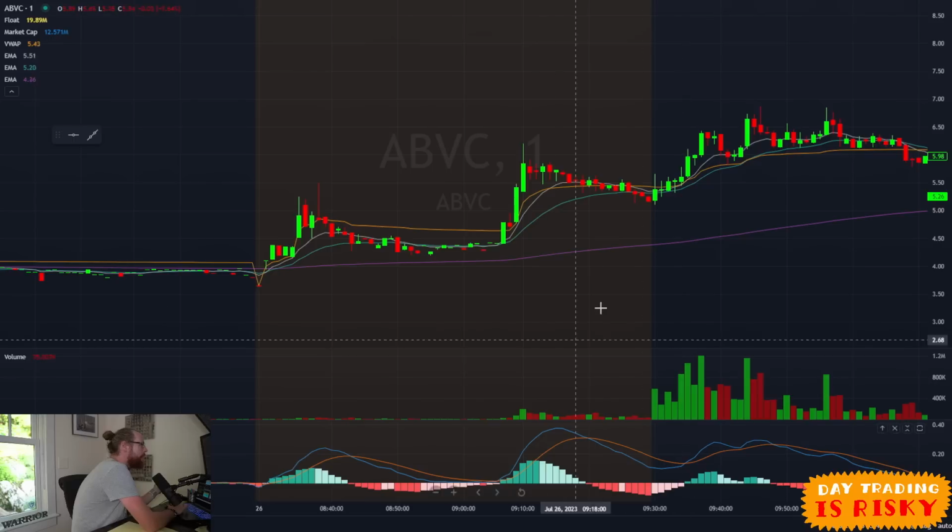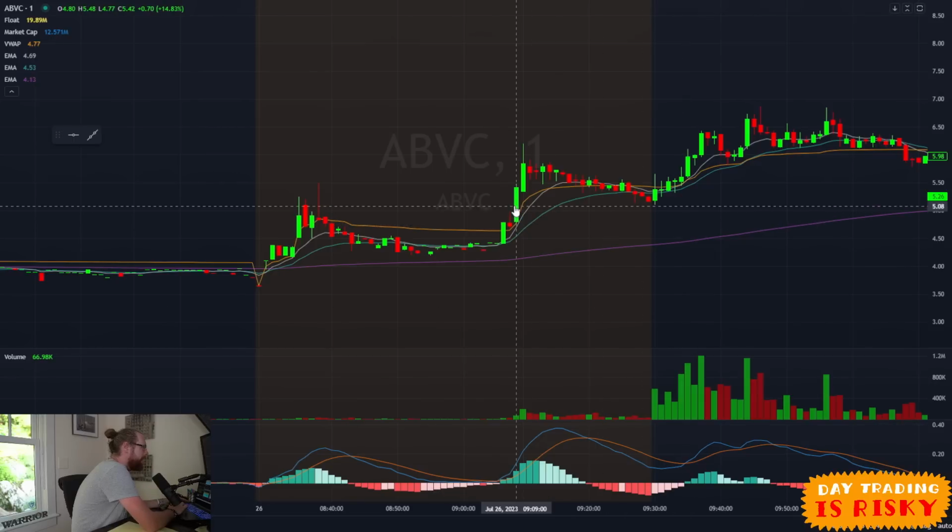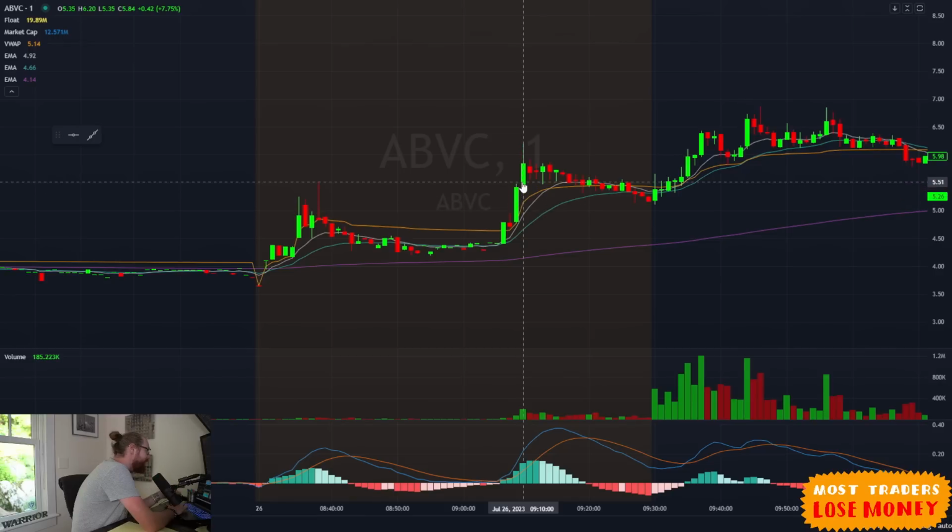It squeezes up to 515, and I added at 520. So now I have a cost basis of like 513 or so. And it squeezes right up to 550 at the $0.50. It then does a micro pullback. I tried to add, I didn't get filled. It breaks that level.